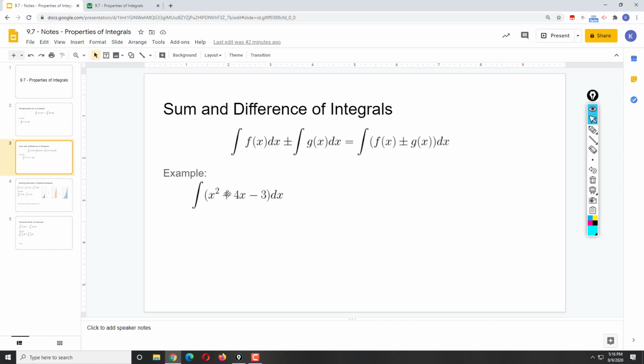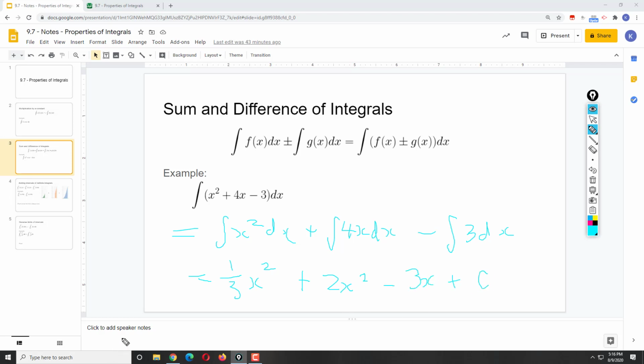So example, integral of x squared plus 4x minus 3. Well, that's equal to the integral of x squared dx plus the integral of 4x dx minus the integral of 3 dx, which is equal to 1/3 x cubed. We're going to put the constant at the end, plus 2x squared minus 3x plus c. Okay.